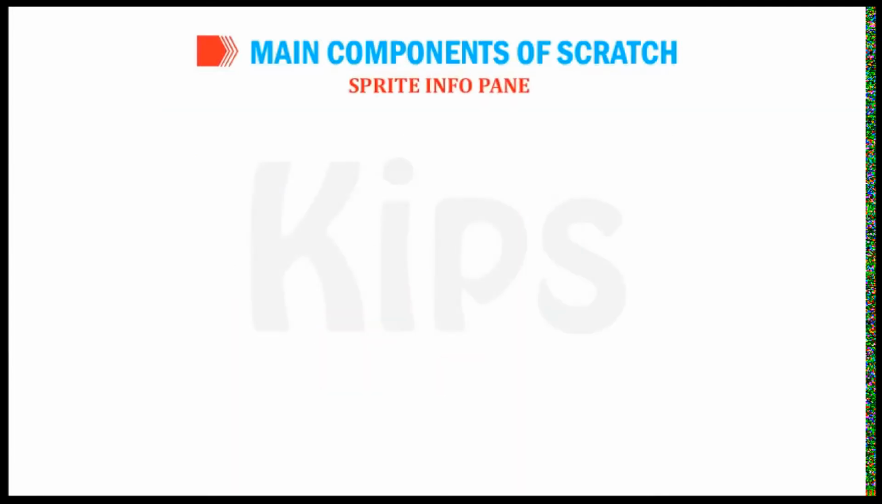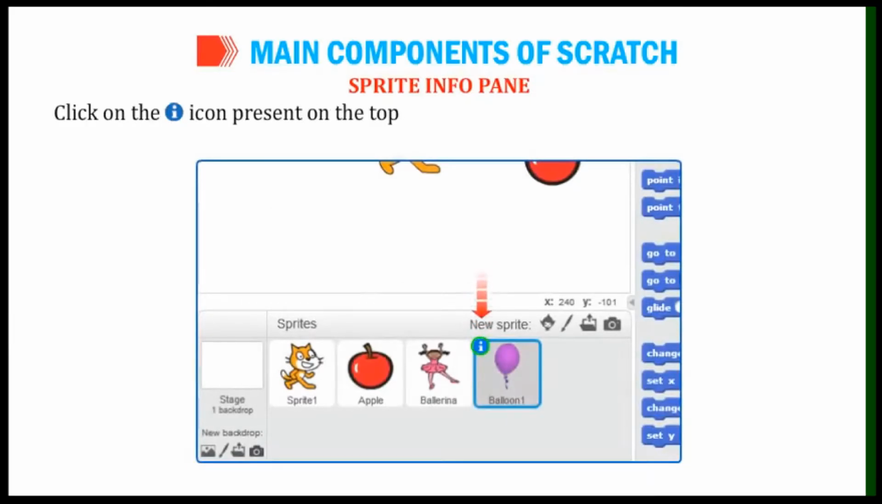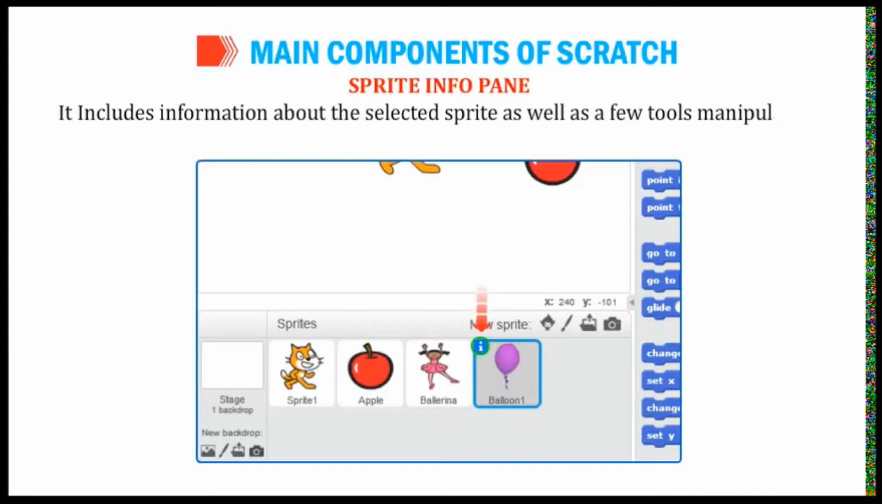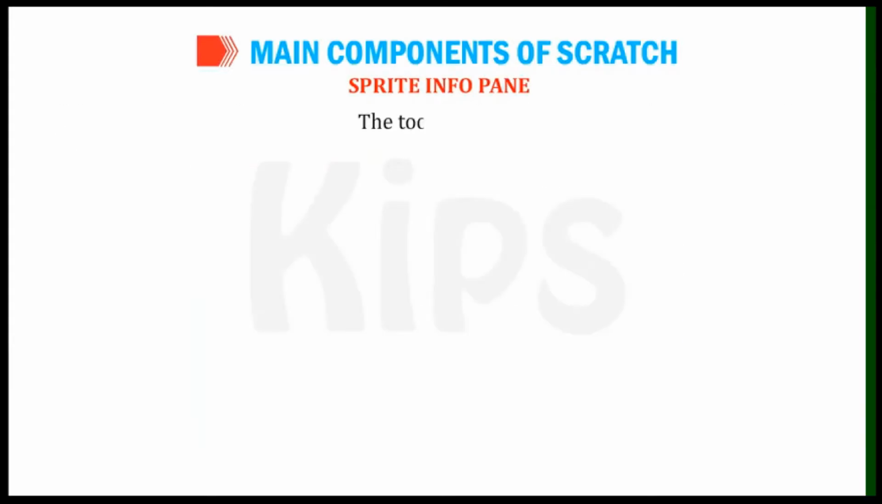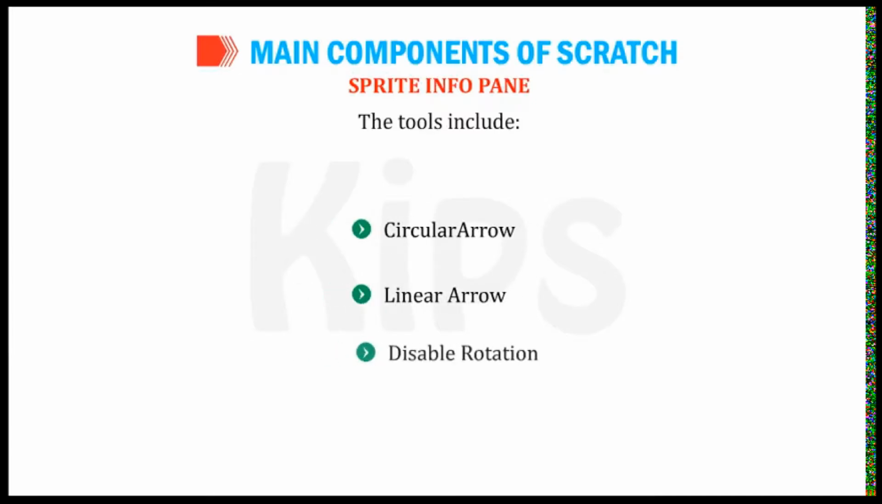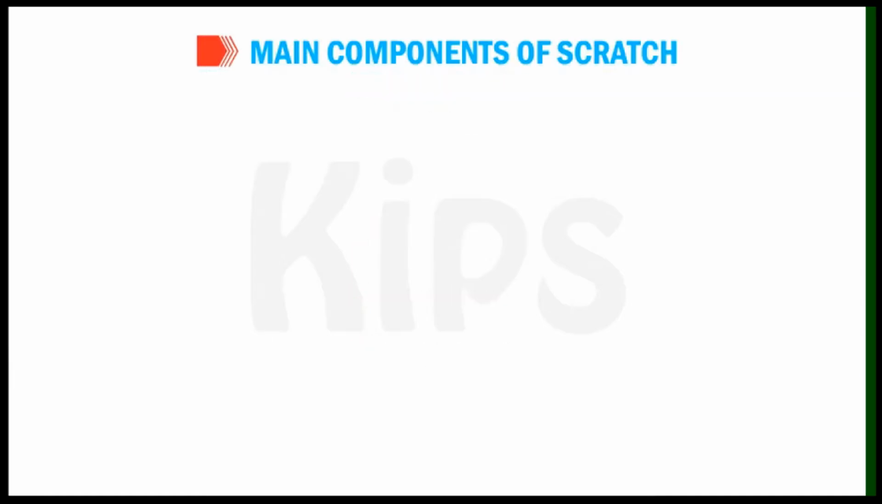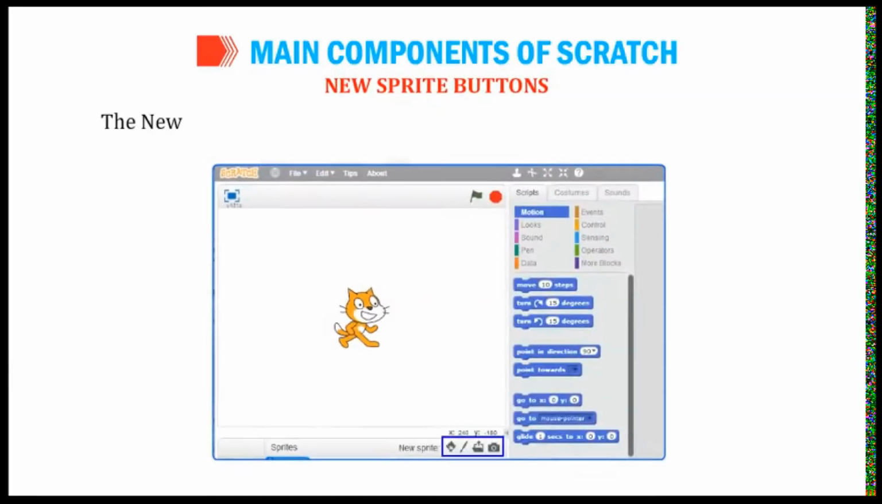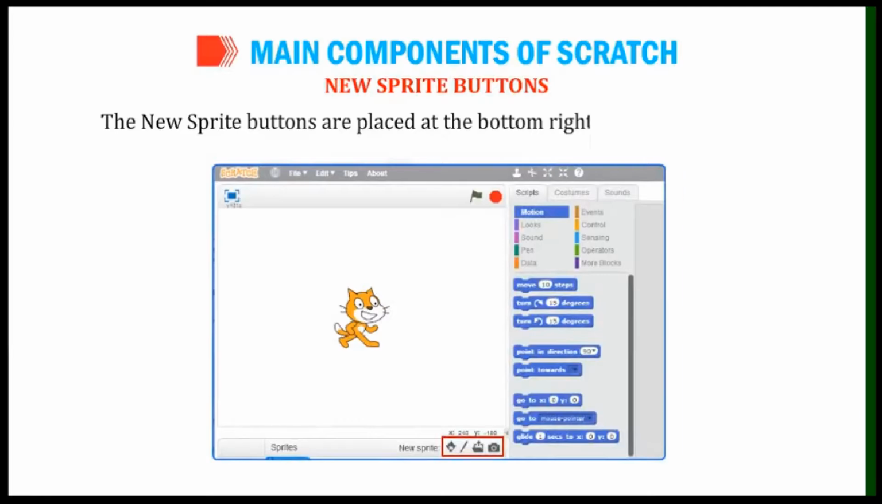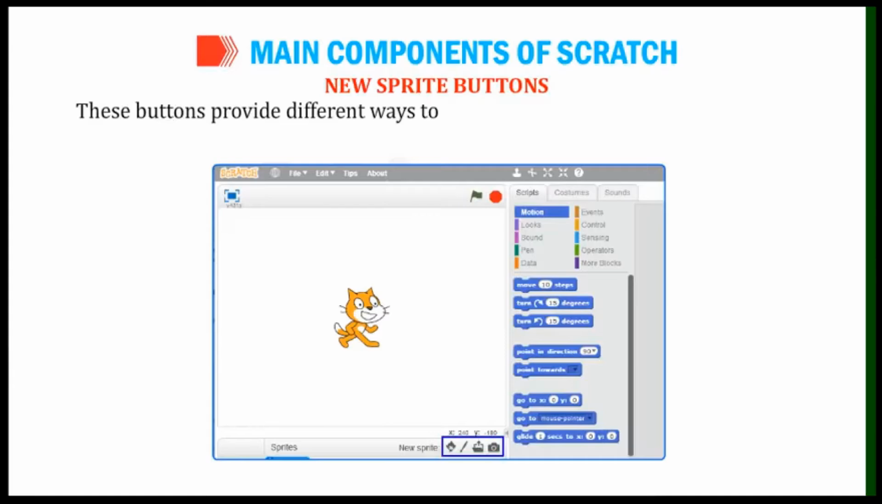Sprite Info pane. Click on the icon present on the top left corner of a sprite thumbnail to display the Sprite Info pane. It includes information about the selected sprite as well as a few tools for manipulating the sprite. The tools include circular arrow, linear arrow, disable rotation. New sprite buttons. The new sprite buttons are placed at the bottom right corner of the stage. These buttons provide different ways to create a new sprite, import and use the available sprites.